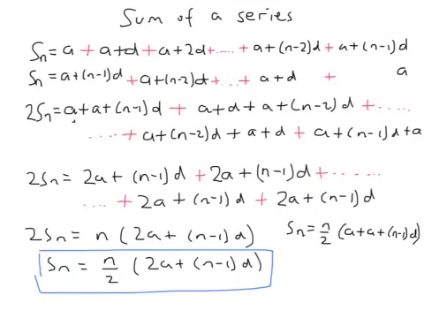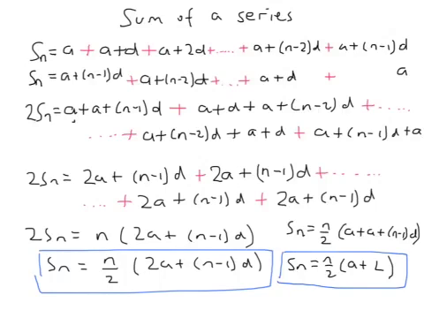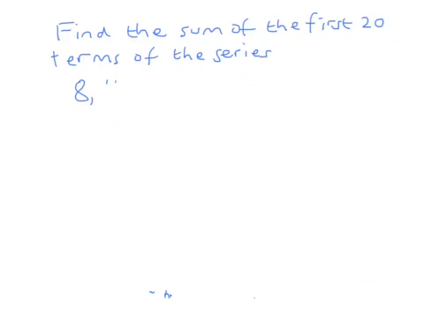So the last term of the sequence, which if you remember a few minutes ago we called L, is that bit there. So we can write Sn equals n over 2 times A plus, and then instead of A plus (n minus 1)D, we can say L. L is the last term of the sequence. And that's another important formula. So we've got two formulas now for the sum to n terms of a series.